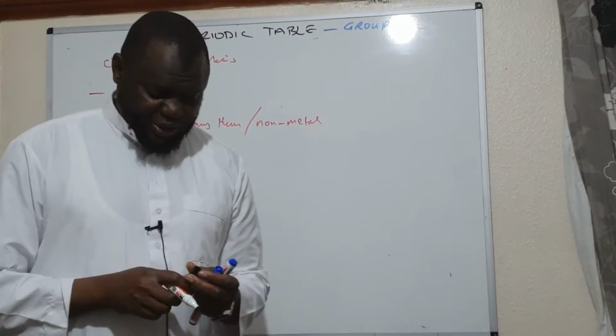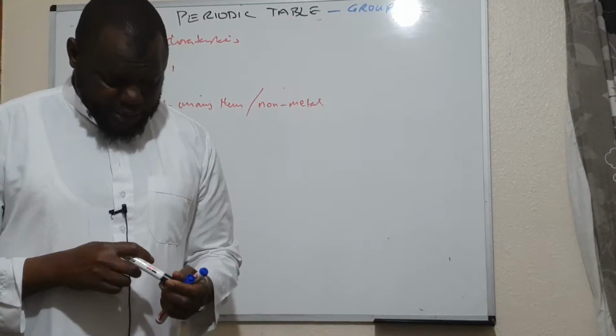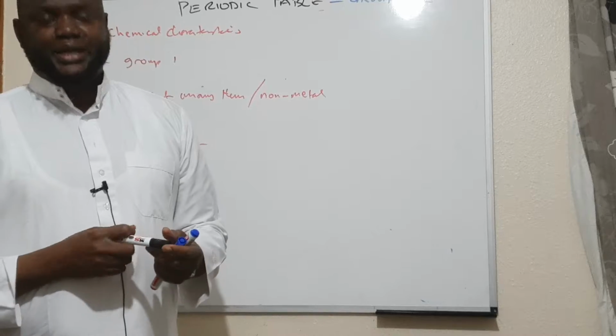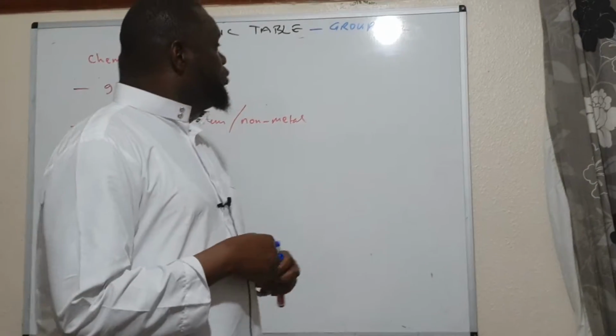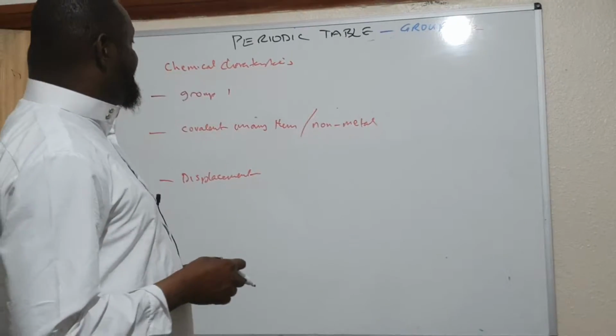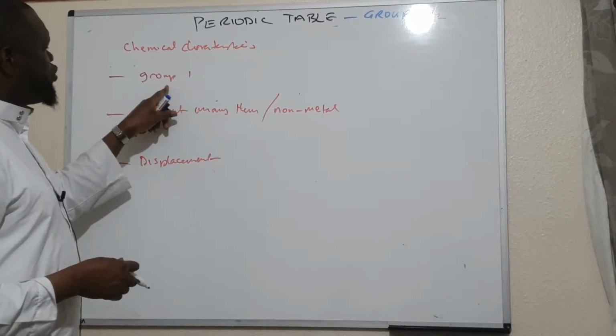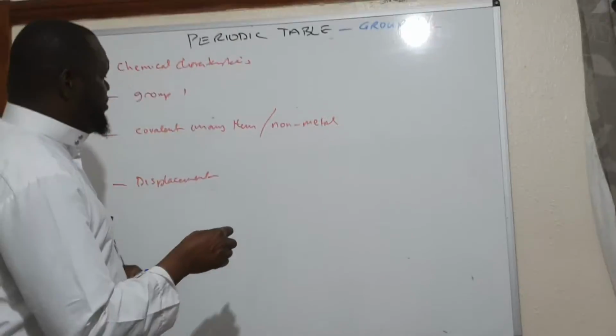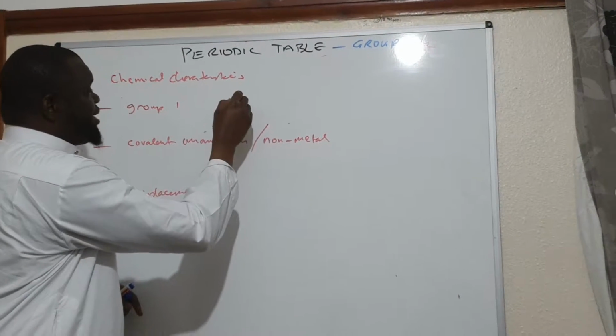Alhamdulillah, we come back to the second segment of group 7, the halogens. We said we are looking at the chemical characteristics. We said they react with group 1 alkali metals, and they form metal halides.